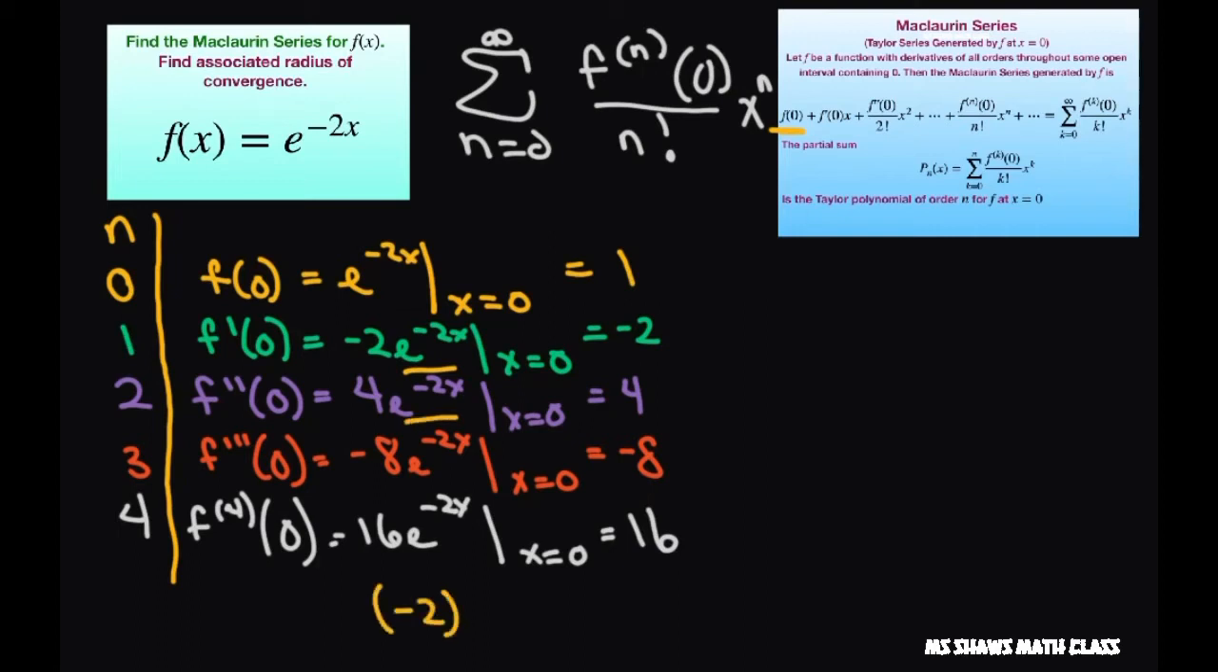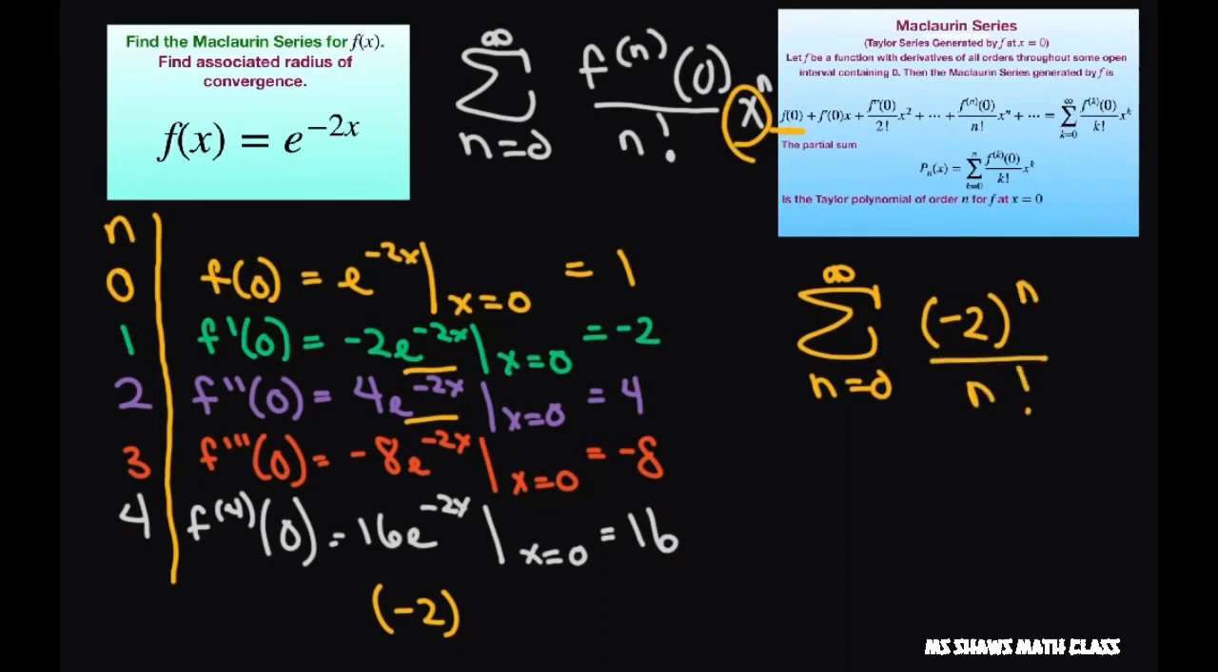So what we have is our series is going to be the sum n equals 0 to infinity, and we multiply by negative 2, so it's going to be negative 2 to the power of n times x to the power of n divided by n factorial. And so that's it.